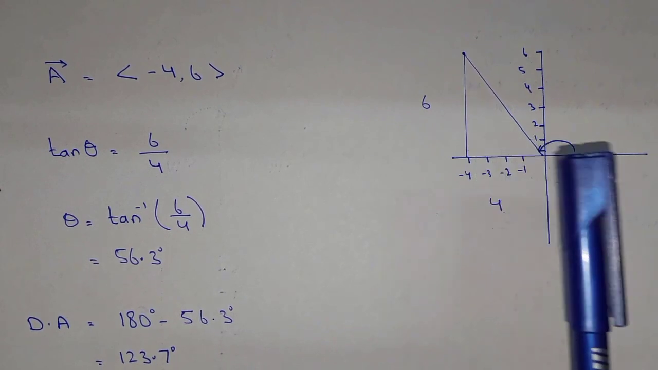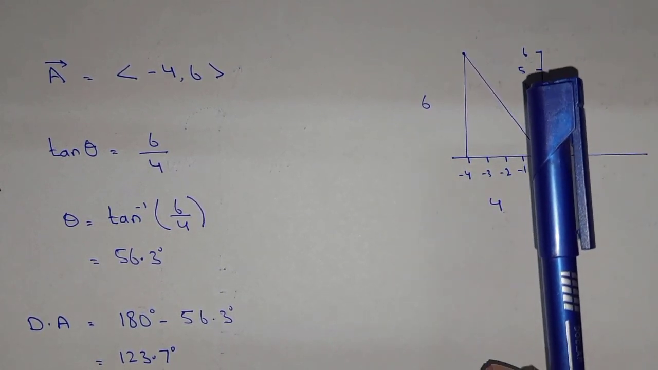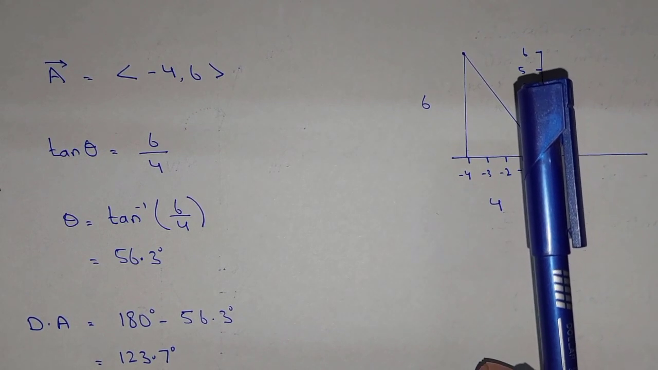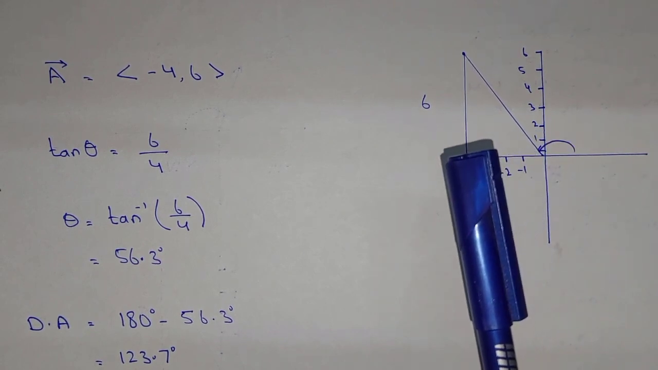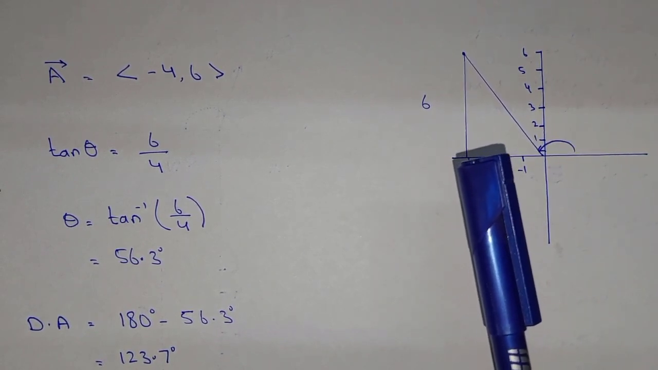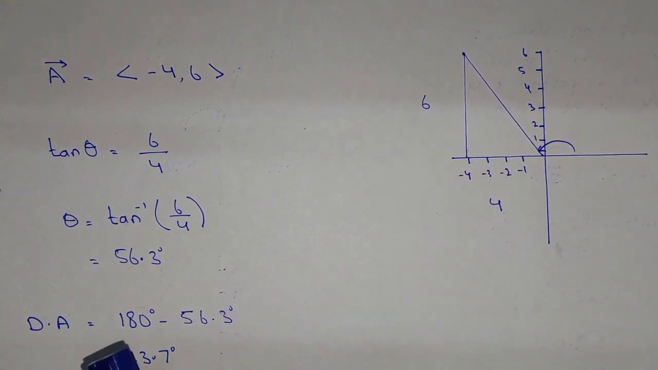We know that this is 90 degrees up till here, and this one is also 90 degrees up till here. So total 90 plus 90 will be 180 degrees. So 180 degrees minus this angle: 180 degrees minus 56.3 degrees, and the answer will be 123.7 degrees. So this one will be the direction angle.